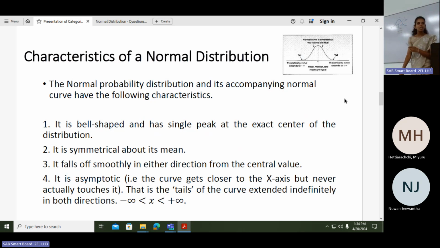Then it is asymptotic. That is, the tails of the curve extend indefinitely in both directions, minus infinity to plus infinity. It means when we draw the curve, this curve does not touch the x-axis. We cannot draw it this way. This is the normal. These two tails do not touch the x-axis.